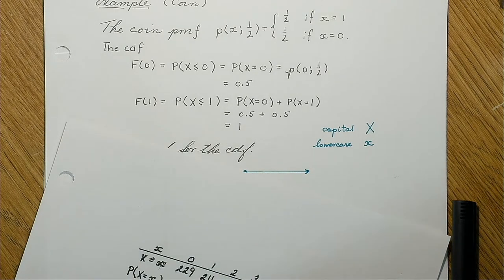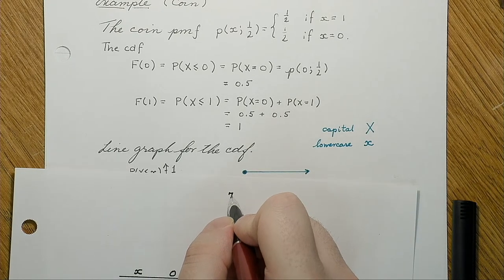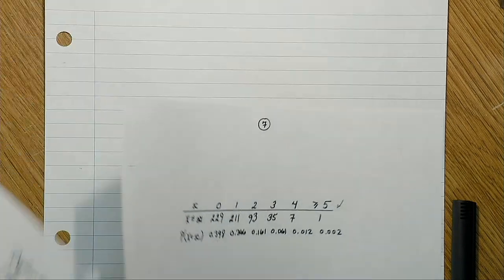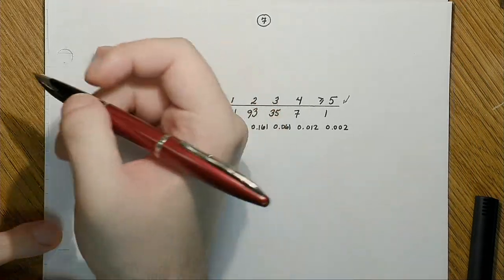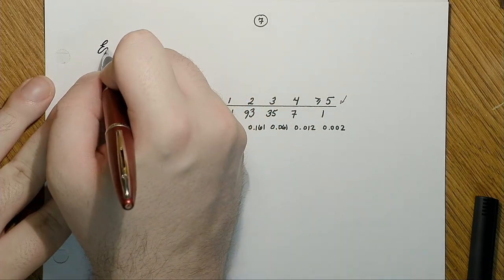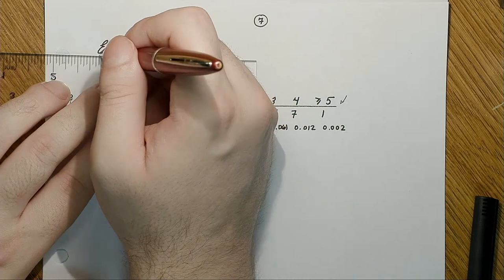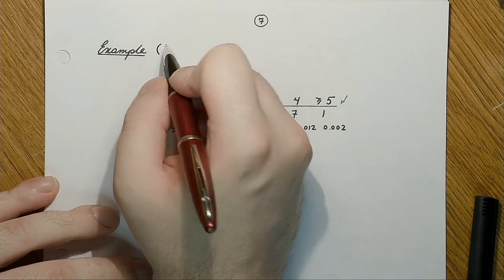Oops, okay, so let's do this one. Moving on to page 7. Let's go back to that example. You don't have to keep copying that over and over again. This is just for convenience so that everyone can see what I'm doing.